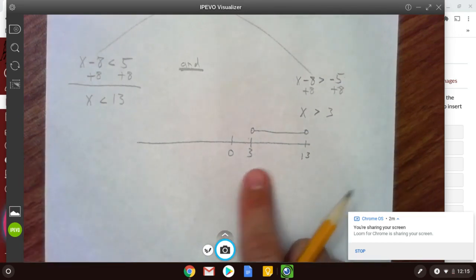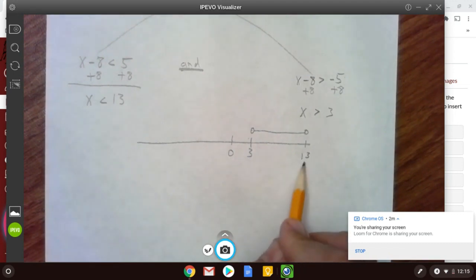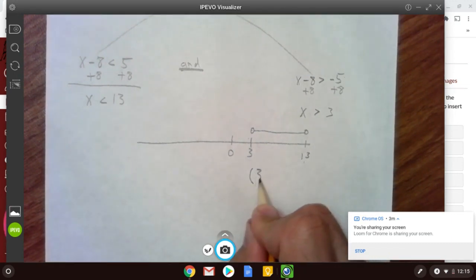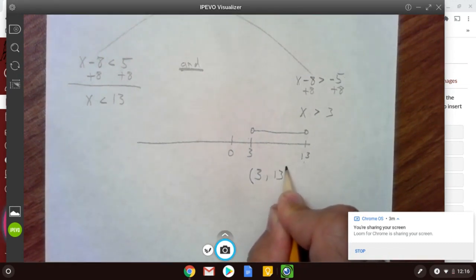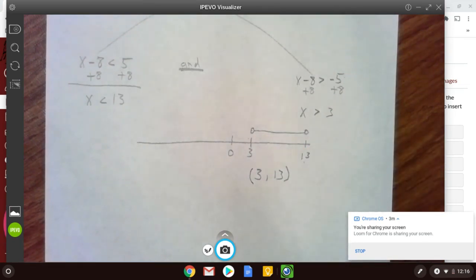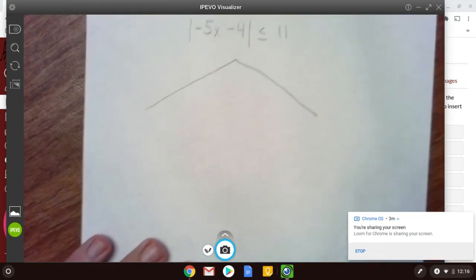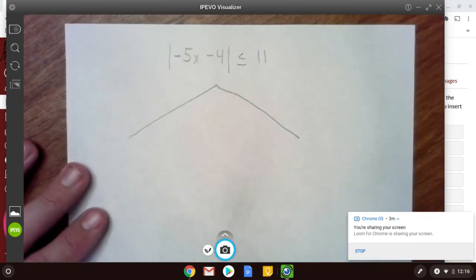The interval notation for this is actually kind of nice. It's easy. So all numbers between 3 and 13 is just 3, 13. And because these are both open dots, it'll be parentheses on both sides. All right. Second example here.